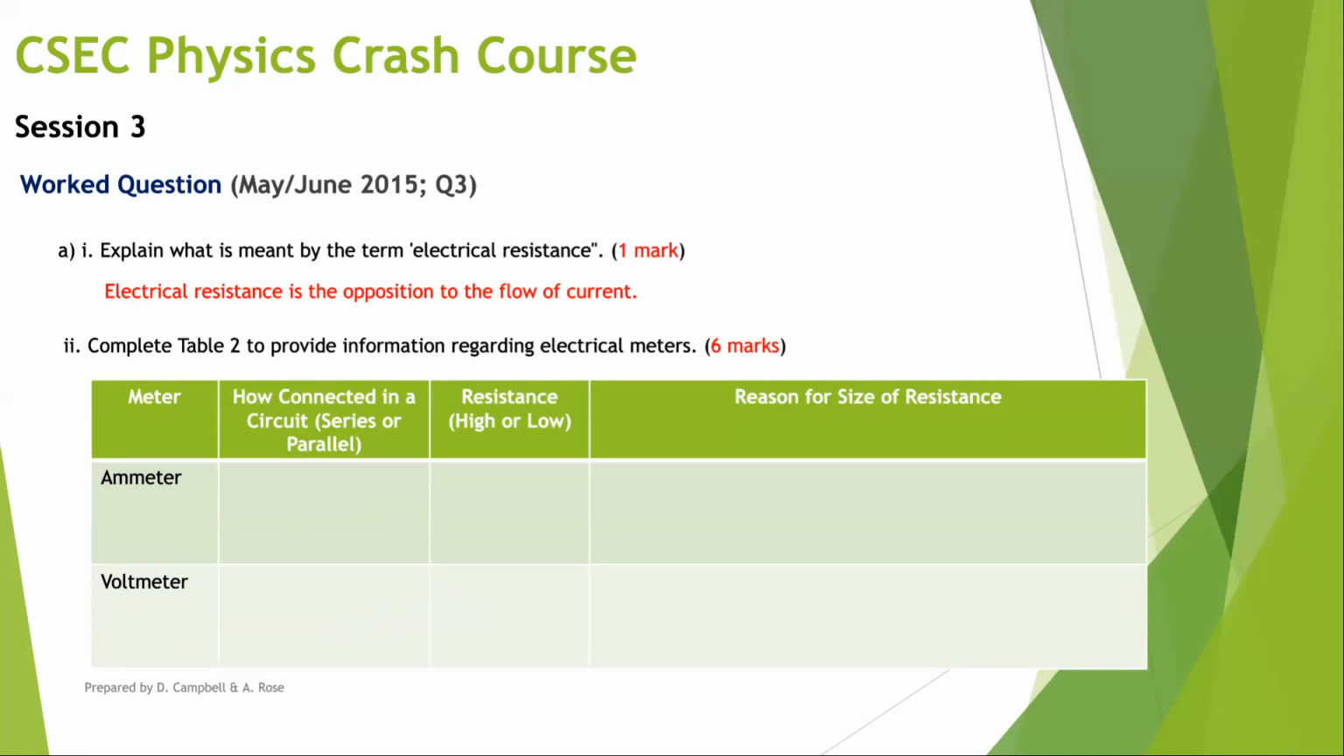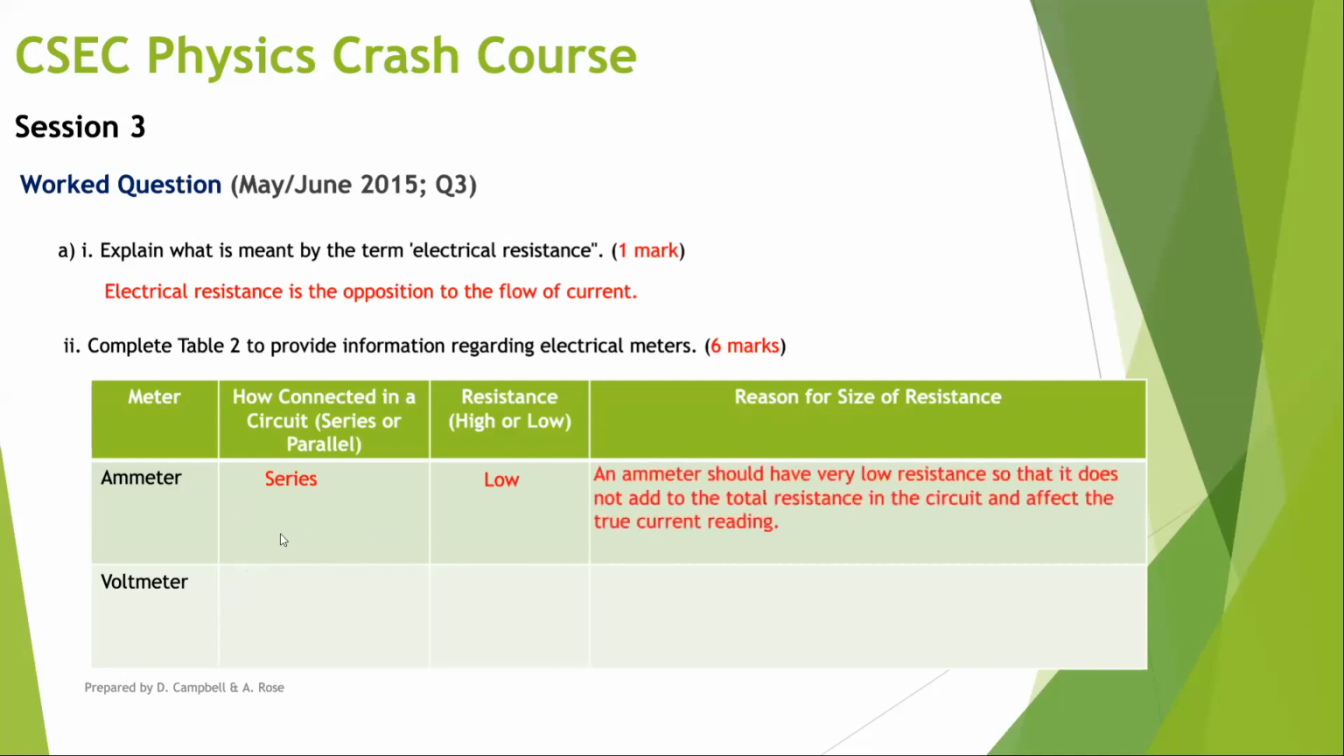So for the ammeter, which we use to measure current, as was described earlier, the ammeter needs to be connected in series with the components, and it needs to have a very low resistance so that it does not disrupt the current flow through the rest of the circuit. All right. So as we said, it needs to have very low resistance so it doesn't add to the resistance in the circuit and basically disrupt the true current reading.